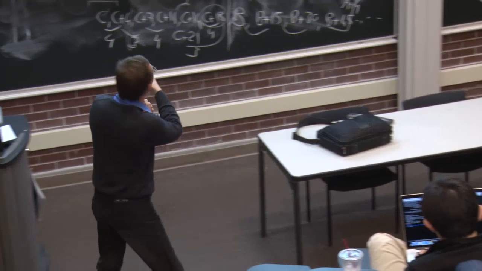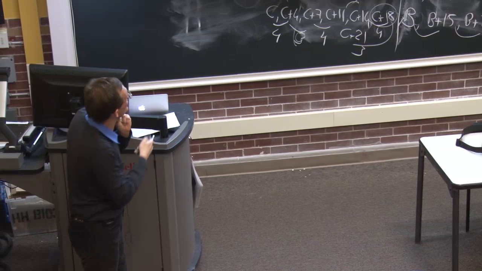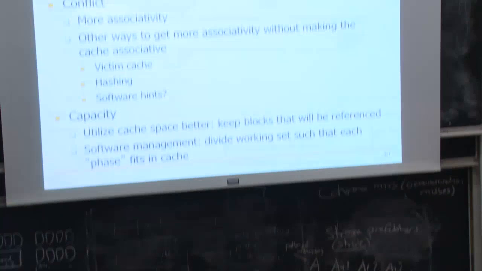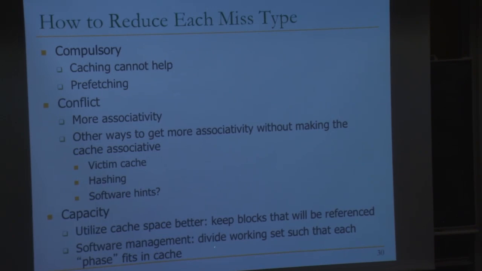OK, we'll cover these two solutions after a break soon. Capacity misses, how do you eliminate them? Well, you'd like to utilize the cache space better, and those non-temporal bits can help with that also. Basically, ideally, you would like to keep the blocks that will be referenced.